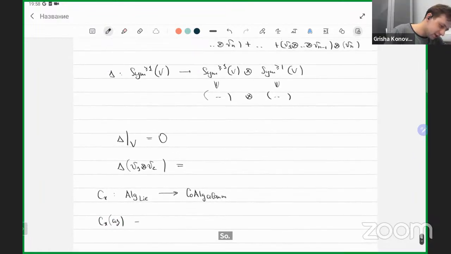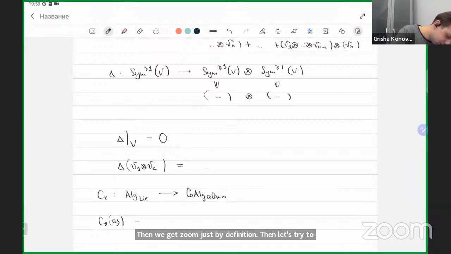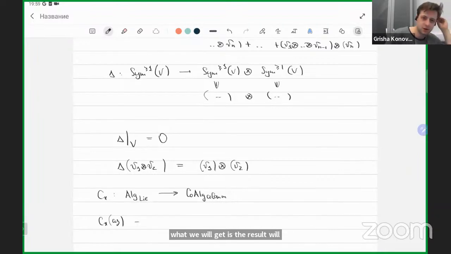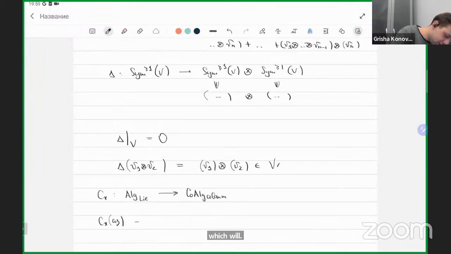So what I was saying is that if we apply delta to the space of cogenerators V, then we get 0, just by definition. Then let's try to apply it to the space of symmetric words of length 2. The result will consist of one summand, which lives in V times V, which is a subspace in this tensor product.